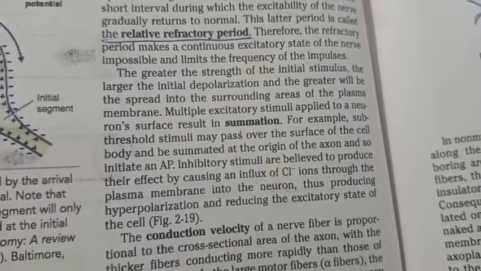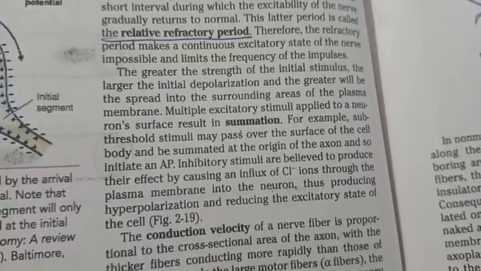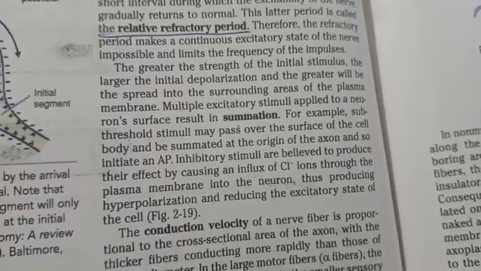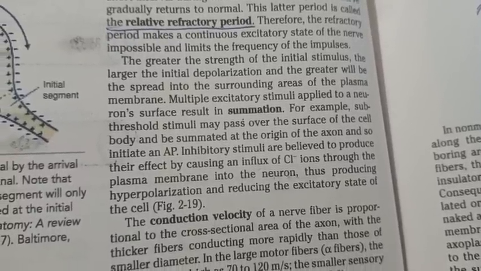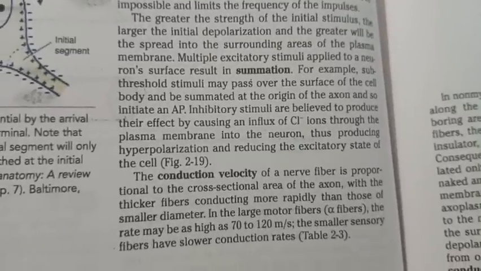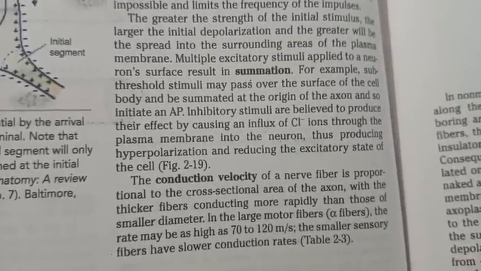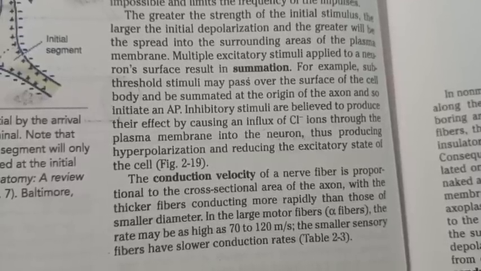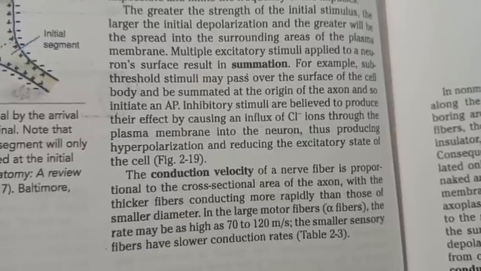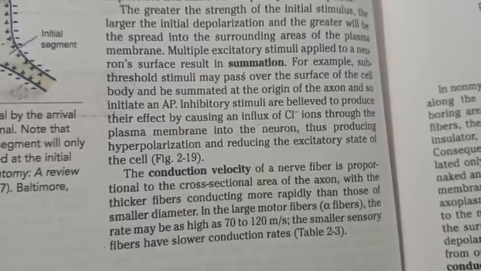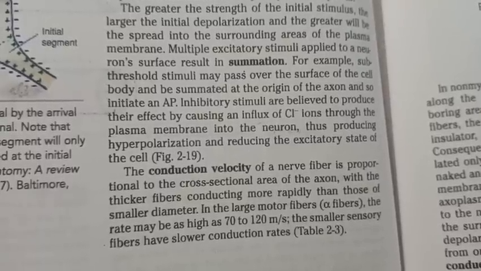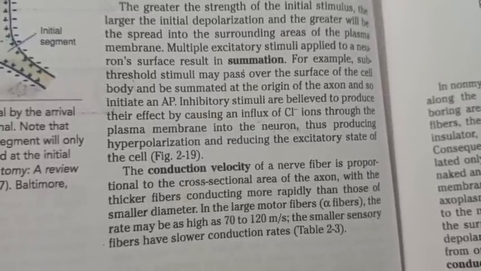The greater the strength of the initial stimulus, the larger the initial depolarization and the greater will be its spread into surrounding areas of plasma membrane. Multiple excitatory stimuli applied to the neuron surface result in summation. For example, subthreshold stimuli may pass over the surface of the cell body and be summated at the origin of the axon, and so initiate an AP.